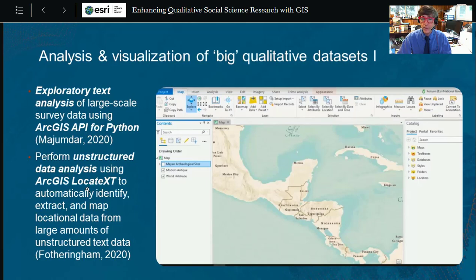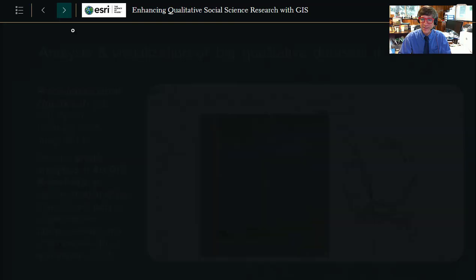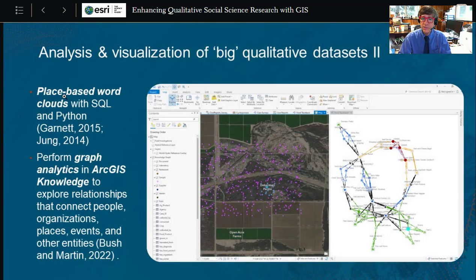There's also a tool called Locate XT in the ArcGIS platform, where you can automatically identify, extract, and map locational data from large amounts of unstructured text. PDFs, text files, master's theses that are in a document, etc., and pull out the location information. So analyzing big qualitative data sets. Place-based word clouds, graph analytics with something called ArcGIS Knowledge. You can see here, this is really expanding what we think of as traditional mapping or traditional GIS even.